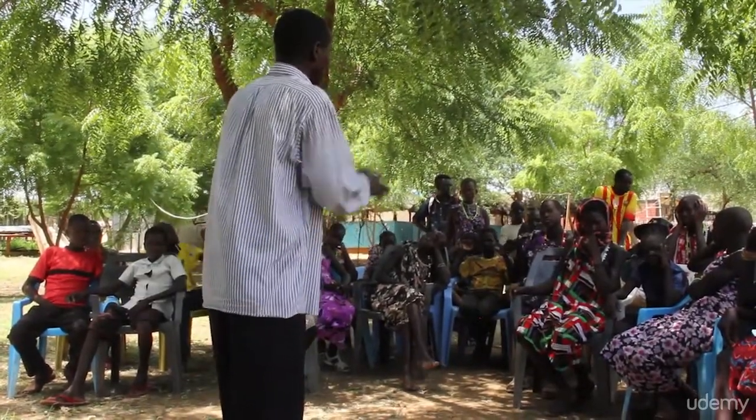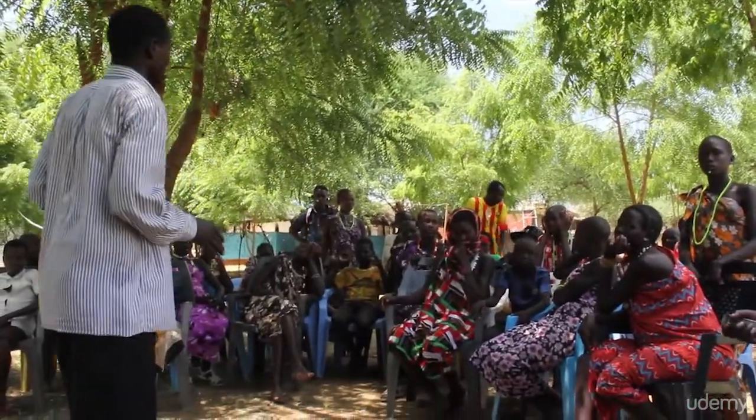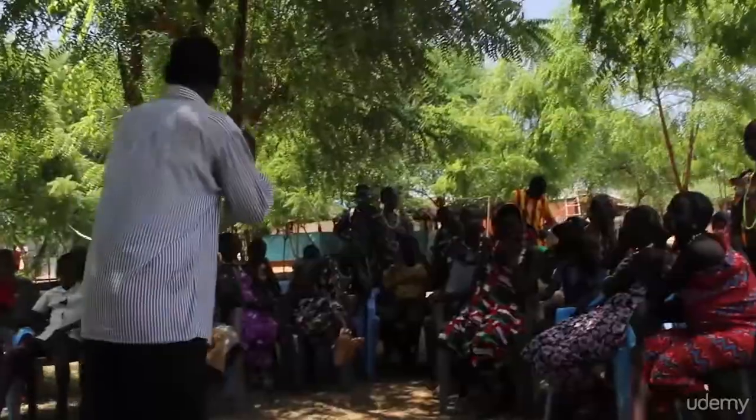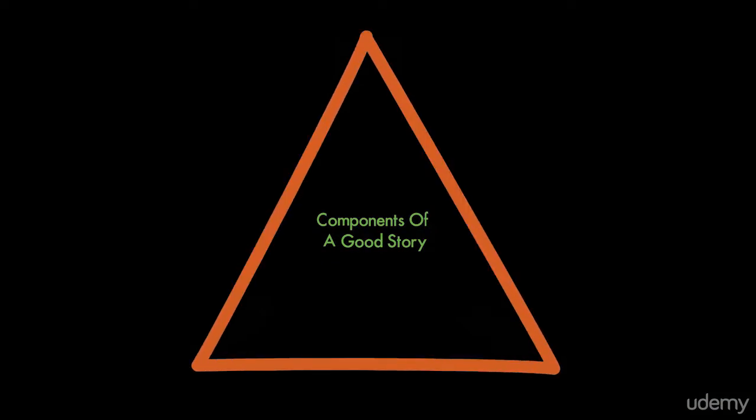We work with story crafters to help them understand that you have a good story when you have a good storyteller and an engaged audience. Let's use a triangle to illustrate these three important components. When you have the audience, the story, and the storyteller, you have a great storytelling event.